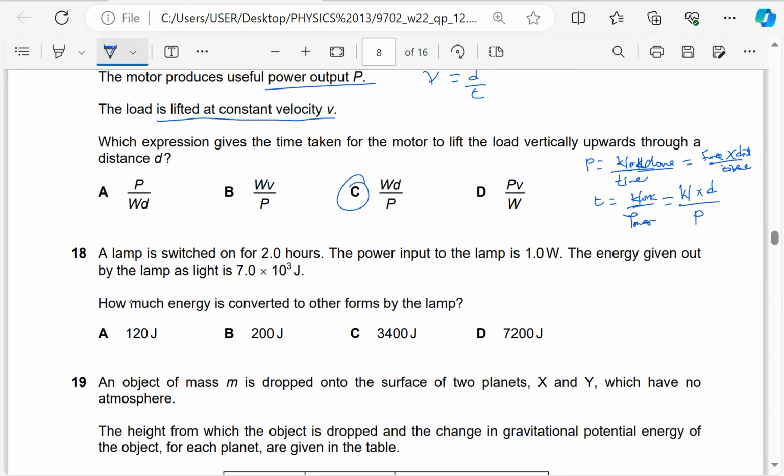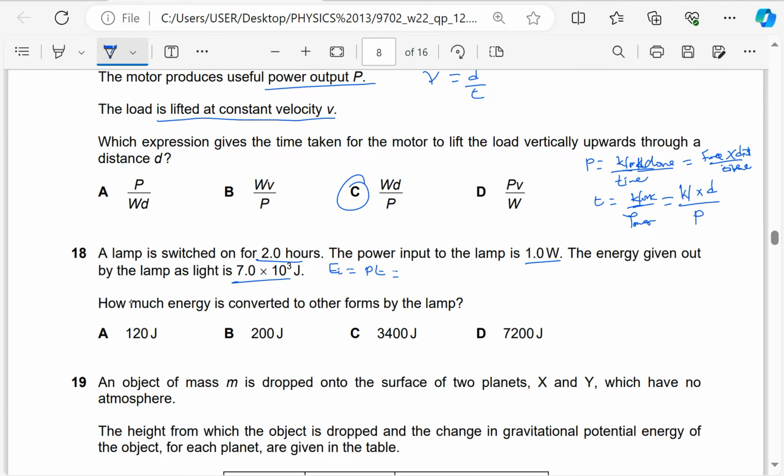A lamp is switched on for 2 hours. The power input into the lamp is 1 watt. The energy given out by the lamp is 7 times 10 to the power of 3 joules. How much energy is converted to other forms by the lamp? So let's first find the initial energy. Energy input is, of course, going to be the power times time. The energy given out is 7 times 10 to the power of 3. What is the energy input? Which is power times time.